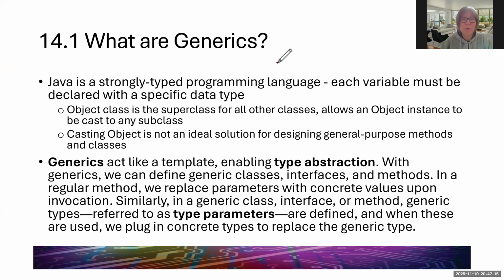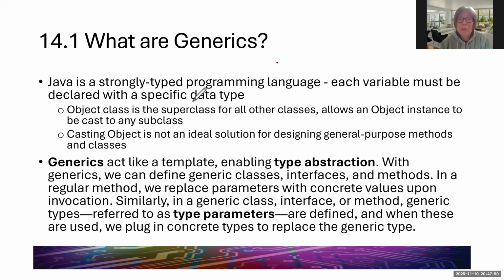So what are generics? We know Java is a strongly typed programming language. What this means is that each variable must be declared with some specific data type. So far, what we learned is that whenever you declare a variable, you must specify the type. This is different from Python, where a variable doesn't need to have a type.